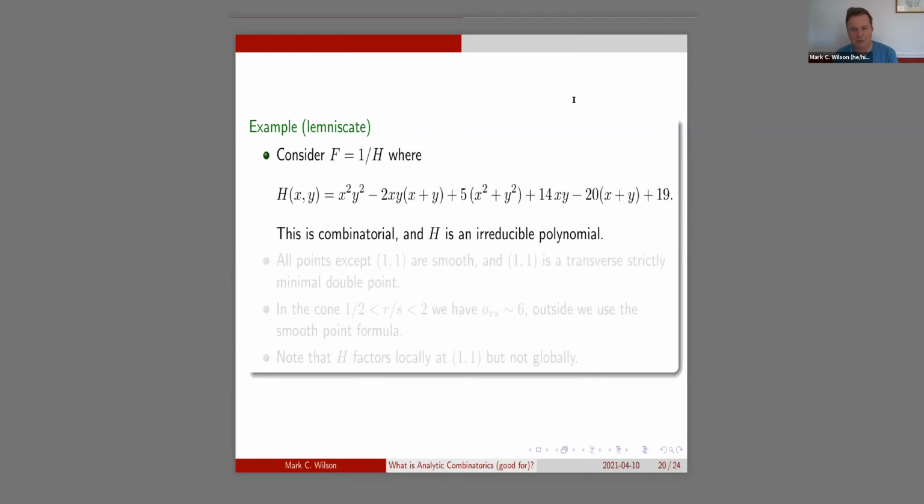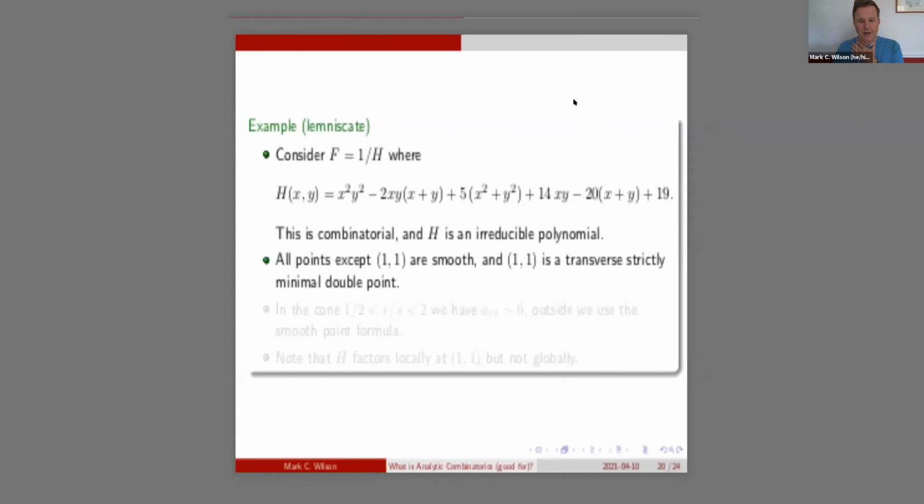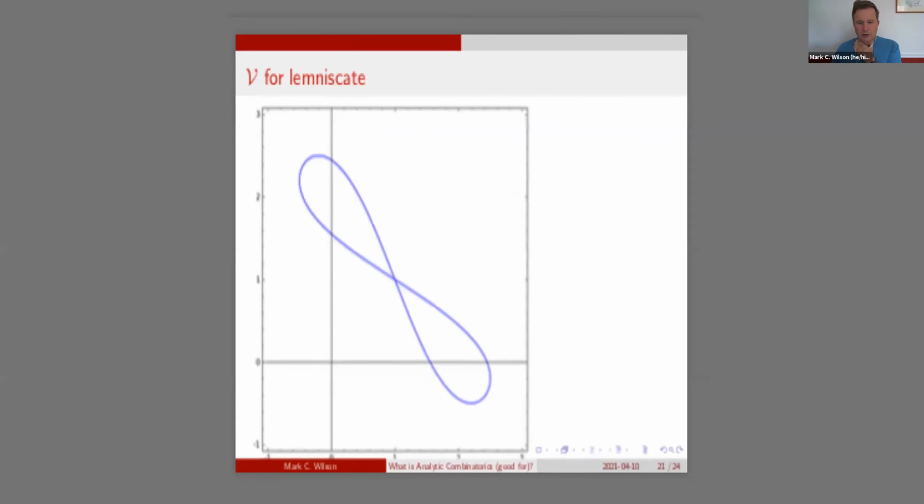So here's just a very quick example. This is a made-up example. It's a combinatorial problem, so 1 over h has positive coefficients. It's the solution to a linear constant coefficient recurrence relation you can write down. I don't know any combinatorial meaning. I just made it up. It's an irreducible polynomial, as it turns out. And you have to factor it locally and not globally in order to find the sort of tricky singularity structure there. But it turns out to look like this.